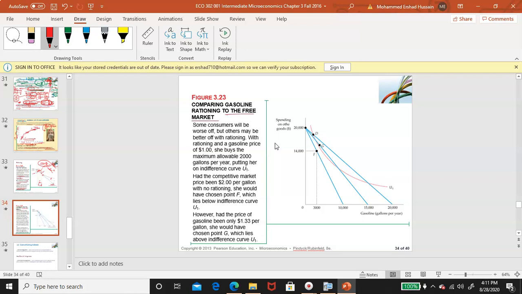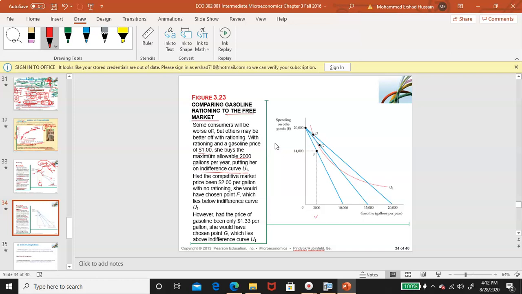Now comparing gasoline rationing to the free market. So let us compare now. You see, some consumers will be worse off, but others may be better off with rationing. With rationing and a gasoline price of $1, a consumer buys the maximum allowable 2,000 gallons of gasoline per year, putting her on indifference curve U1. See this consumer, U1.